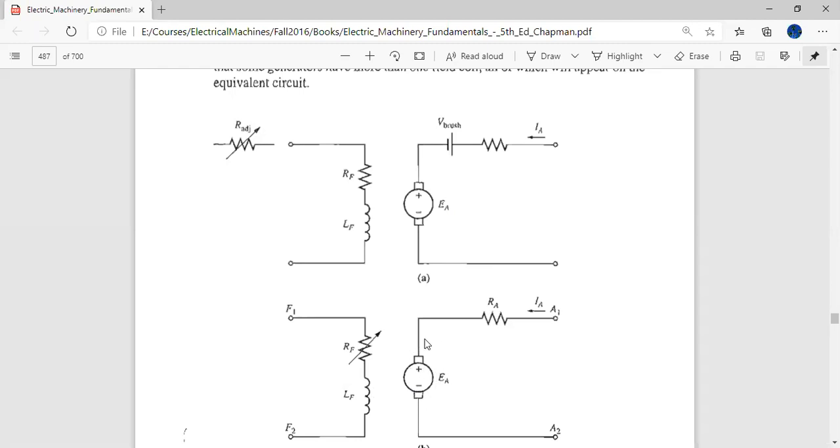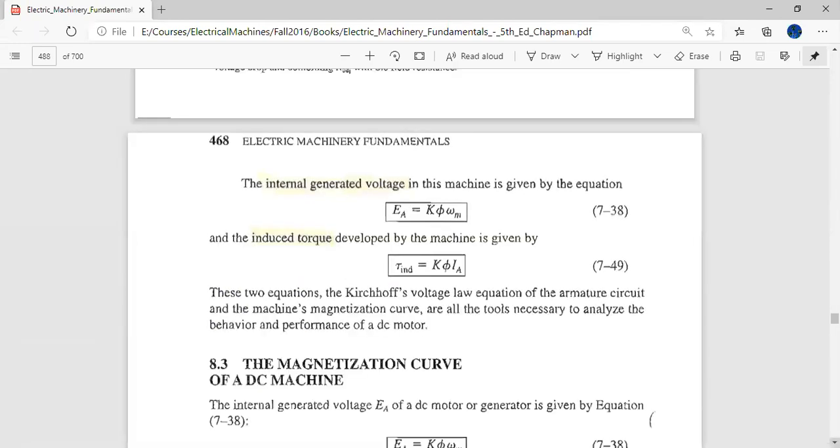So it has some induced voltage in the armature, just like in the synchronous machines, which is opposing the applied voltage. That is why the plus sign is opposing the plus sign of the supply. Okay, so we have already done this.